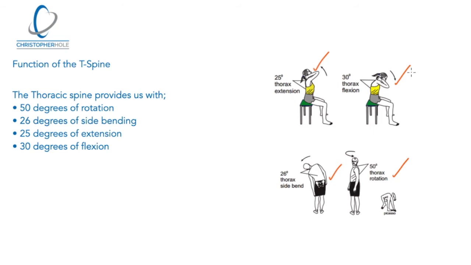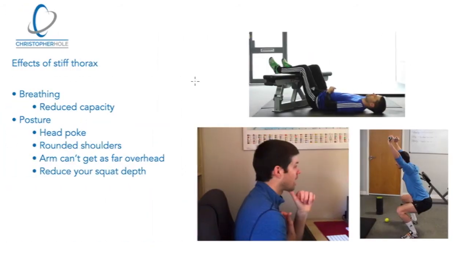So we've got rotation and extension, which are, let's just say, the 2 main ones. But the main focus for this one is the extension. And then we've got the ability to side bend and flex as well. Now for the 5 effects.